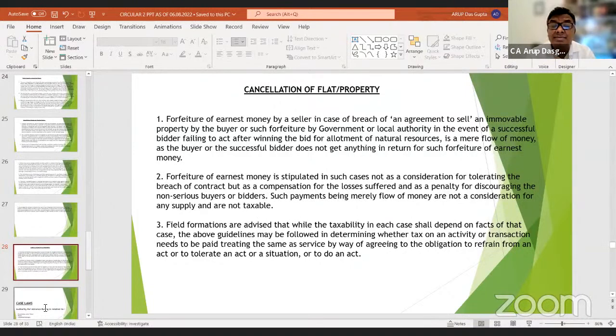So in this case, we need to understand that whenever a cancellation of flat is happening, and whenever some forfeiture is made, say 1 lakh rupees, the view that has been given is that in that case, the forfeited amount will not be treated as a supply and no GST needs to be levied on that forfeiture.